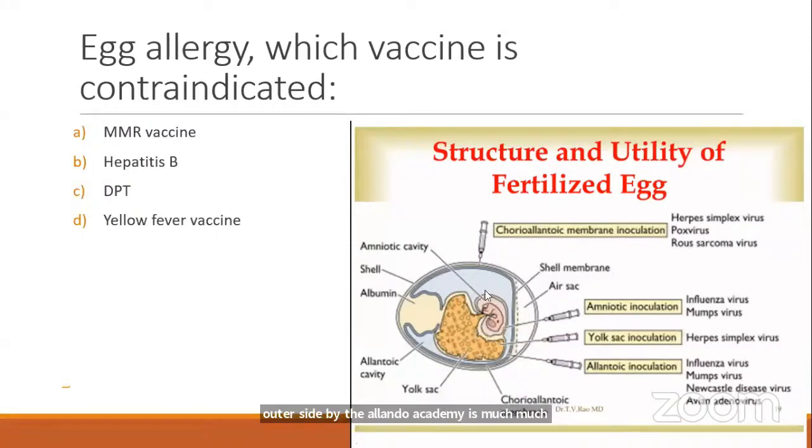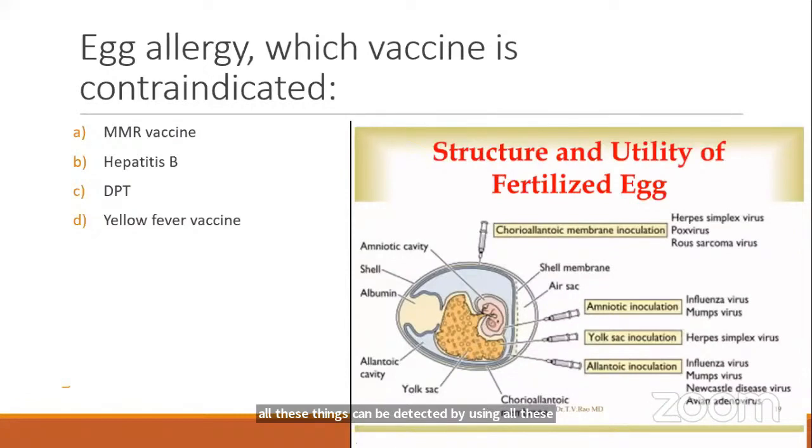And many a time you make use of these potential cavities, that is the amniotic cavity, then the allantoic cavity, and much outer to this is the chorioallantoic membrane, or CAM. So this is the chorioallantoic membrane. It is utilized for detection of pock-forming viruses like smallpox, monkeypox, or variola. All these can be detected by using chorioallantoic membrane inoculation.